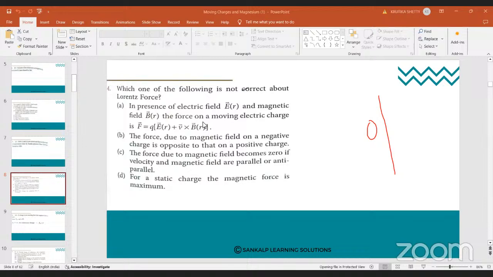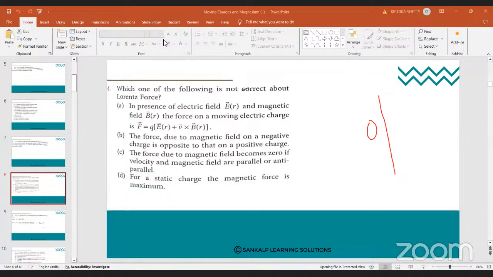A: In presence of the electric field and magnetic field, the force on a moving electric charge is F equal to the equation given. B: The force due to magnetic field on a negative charge is opposite to that on a positive charge. C: The force due to magnetic field becomes zero if velocity and magnetic field are parallel or anti-parallel. D: For a static charge, the magnetic force is maximum. Which is not correct?